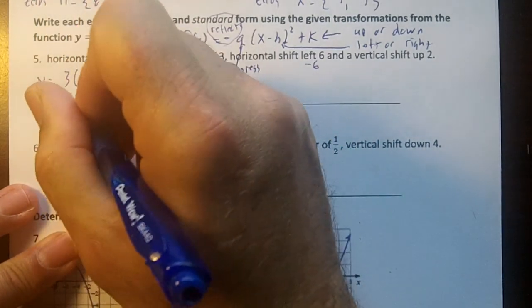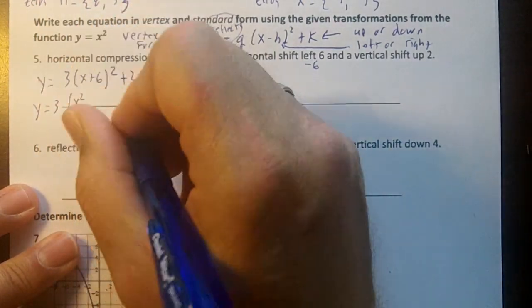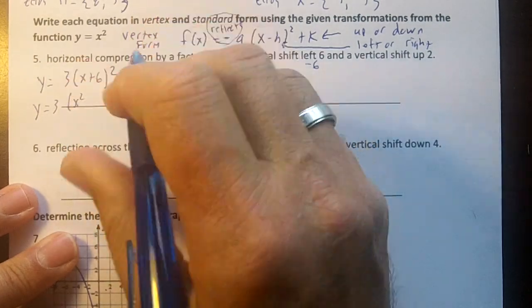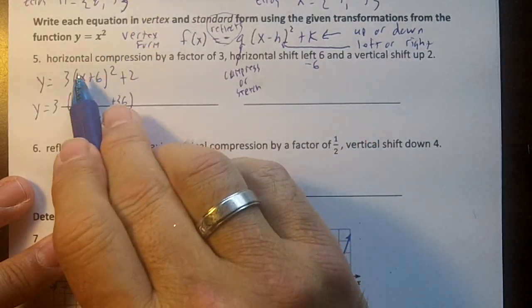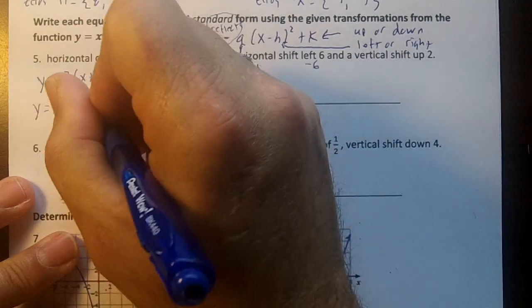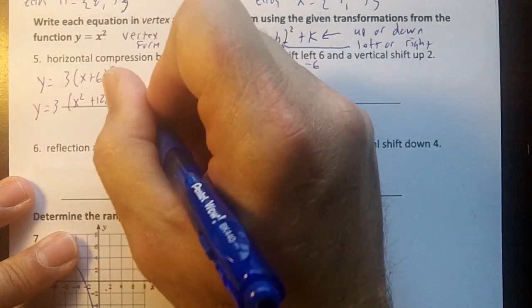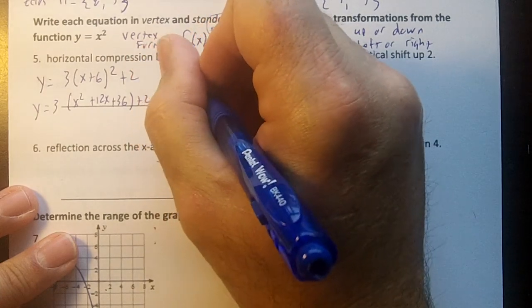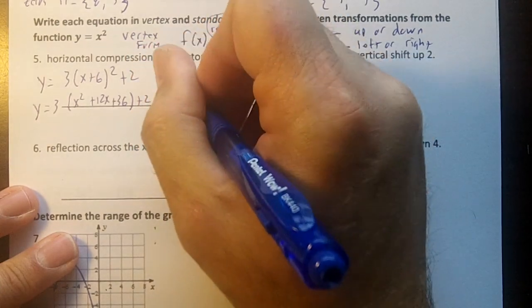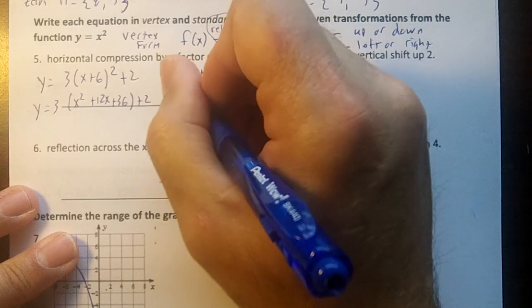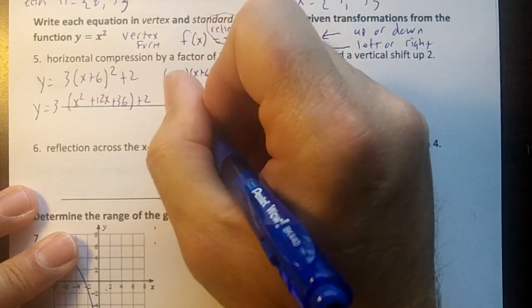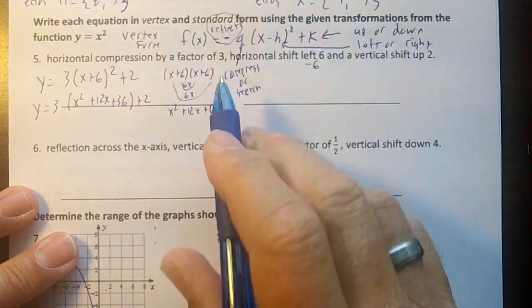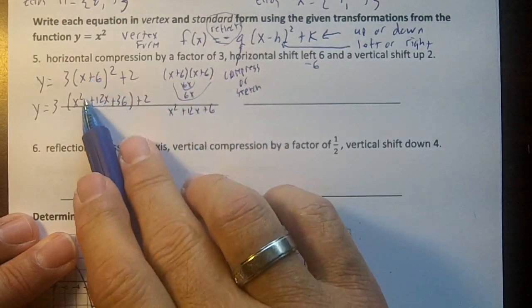X to the second is x squared, 6 to the second is plus 36, and then 6 times x is 6x. If you double 6x, you get 12x, and then plus 2. This is what would happen if you did x plus 6 times x plus 6. You would draw your arches, 6x, 6x. You would get x squared plus 12x plus 36, wouldn't you? Got to remember how to do this to go here.